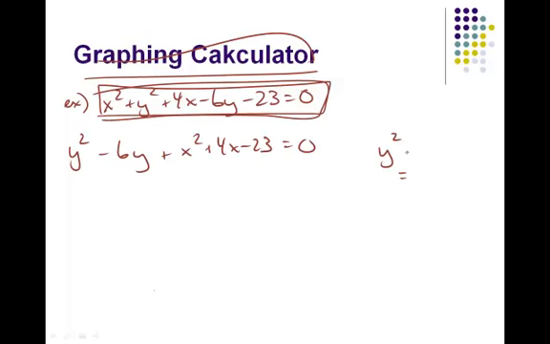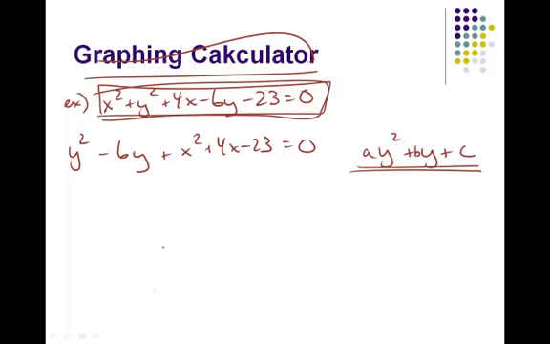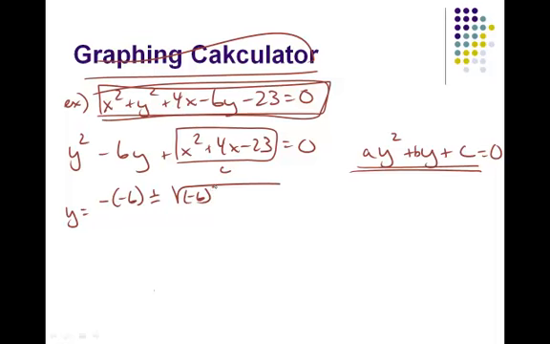Now I'm used to seeing ay² + by + c. Usually we have an x there, but we're doing it with y, because I want to set a y equals. So if that's set equal to 0, I can use the quadratic formula. But if you look, all of this is my c value. So y equals negative b, negative of negative 6, plus or minus the square root of b² − 4ac, all over 2a.